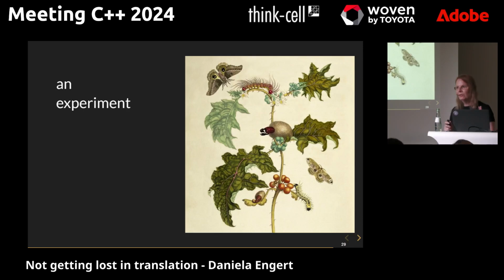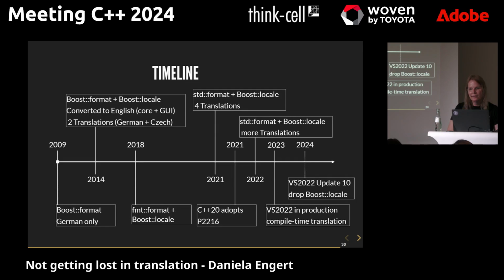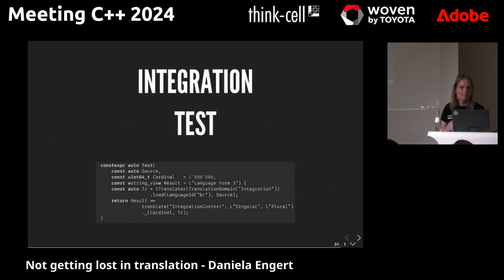We can do so many kinds of things at compile time. What if I can drop the back end of Boost Local, where all these tables are managed, and also implement all of this stuff at compile time? And if I've done everything right, can I perform an integration test? And this is the code. This is my test function.